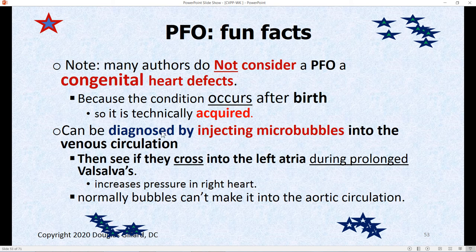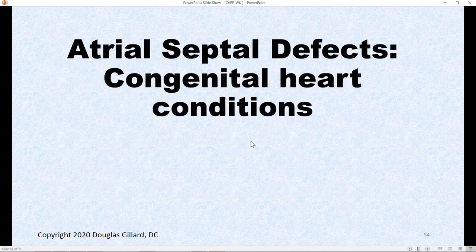It can be diagnosed, as we said, by injecting microbubbles into the venous circulation and then pressurizing the right atrium to the point the pressure is higher than the left, and seeing if those bubbles shoot over to the left side of the heart. If they do, you got yourself a PFO. And they're tiny little bubbles. They're not going to cause any trouble in the brain or anything. All right, so that's enough with the patent foramen ovale.